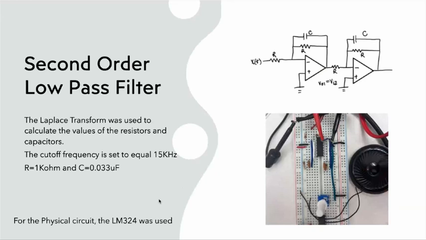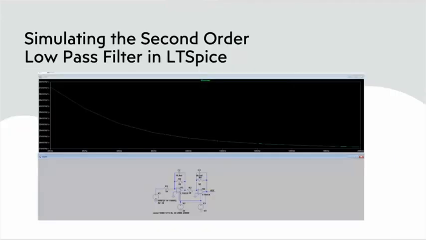A second order low pass filter was designed using the Laplace transform. The cutoff frequency was set to 15 kilohertz and a 1 kilo ohm resistor was picked, resulting in a 0.33 microfarad capacitor. The circuit was simulated using LTSpice, and as you can see, as the frequency increases, the electronic noise from the microphone decreases.